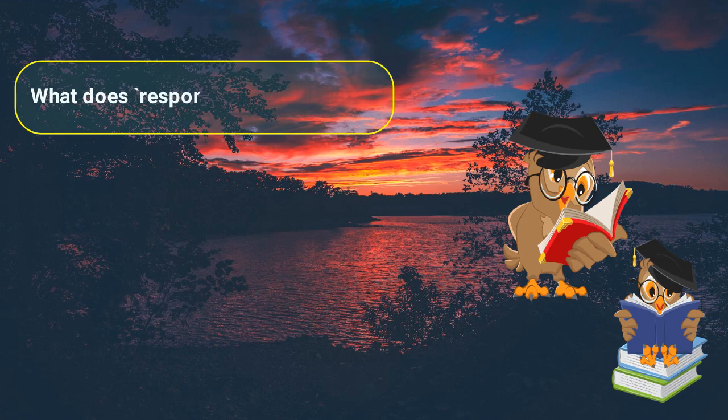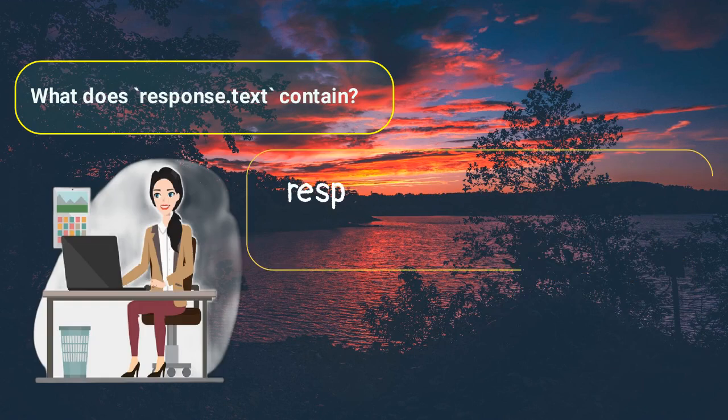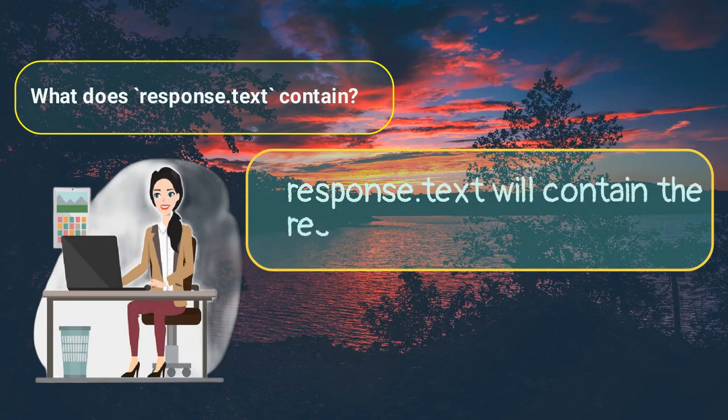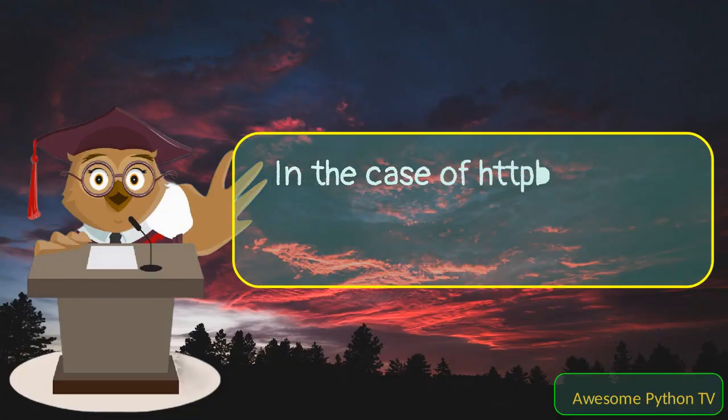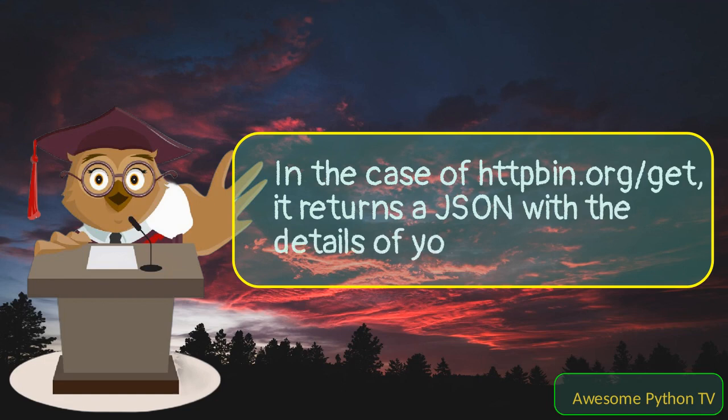What does response.text contain? Response.text will contain the response body as a string. In the case of httpbin.org/get, it returns a JSON with the details of your request.